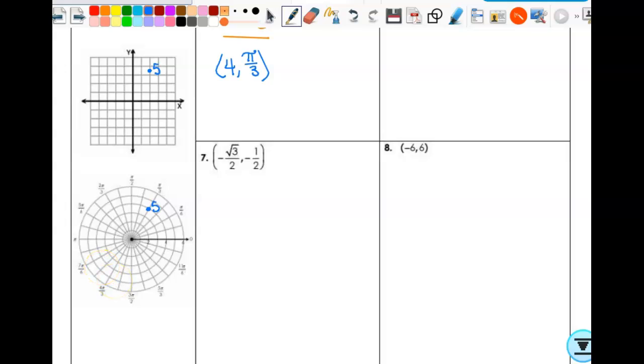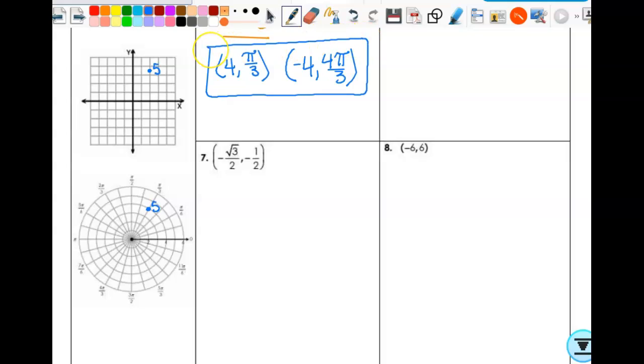4 pi thirds. So my other point will be negative 4 pi thirds, because I would go to 4 pi thirds and then pass through the pole to get to the 4 over there. So these are my two answers. Questions about that? About where anything came from? Or what's your question?